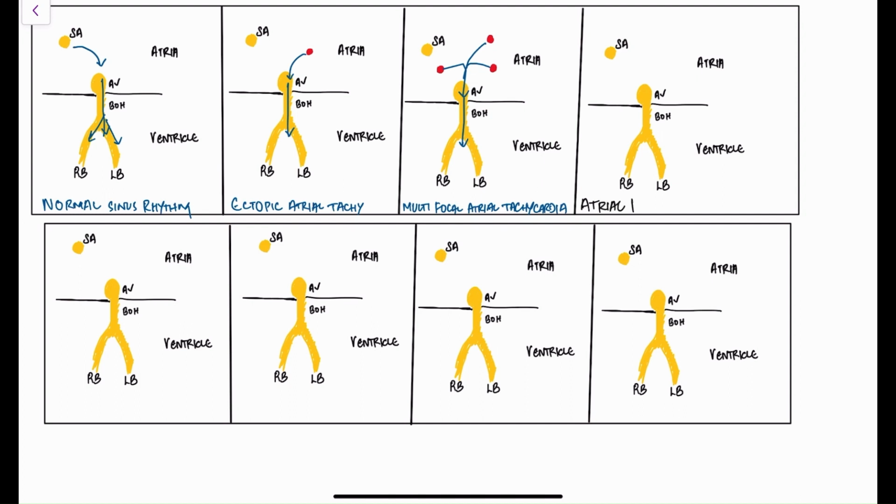The next example is that of atrial flutter or fibrillation. This has already been discussed in one of the previous videos. So in a flutter, you've got a very regular macro re-entrant circuit inside the atria, while in fibrillation, you've got a haphazard current, both of them going towards the AV node.